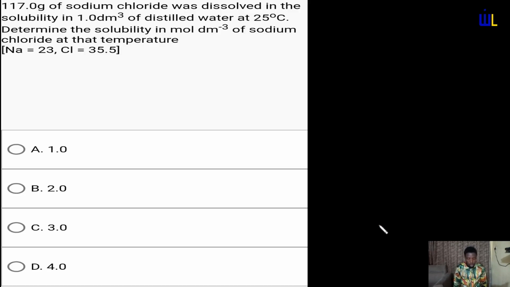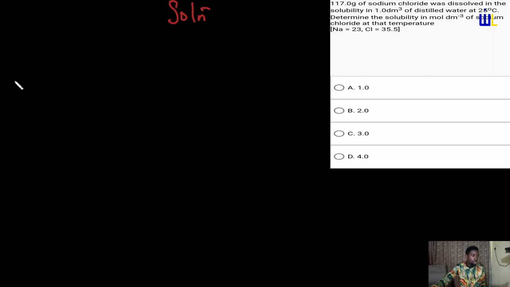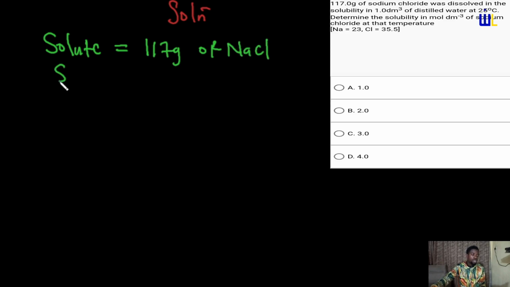The question is, 117 gram of NaCl was dissolved in 1 dm³ of distilled water at 25 degrees Celsius. Determine the solubility in mole per dm³ of sodium chloride at that temperature. So that's quite simple. Now, if we look at the parameters, or the things we are given to solve this question: first of all, the solute is equal to 117 gram of sodium chloride, and then the solvent, as seen in the question, is 1 dm³ of water.